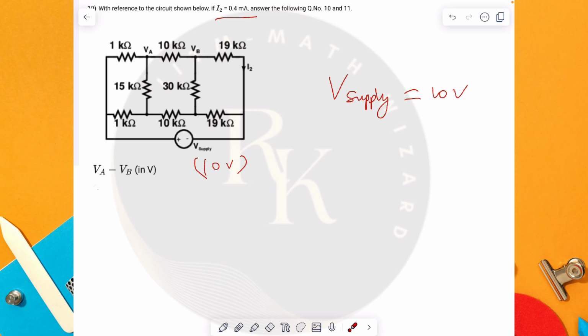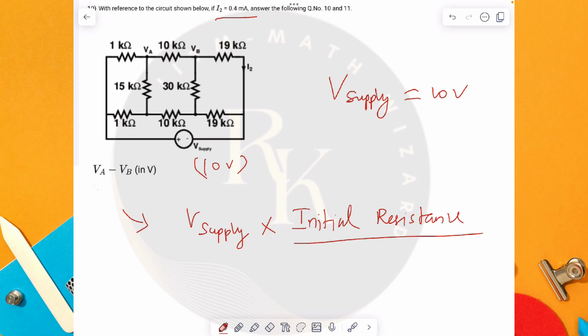So the shortcut trick for this is nothing but the voltage supply into the initial resistance by the total resistance. So don't confuse this with the equivalent resistance which we found in the previous 11th question, that is not the value. So I'll explain to you.